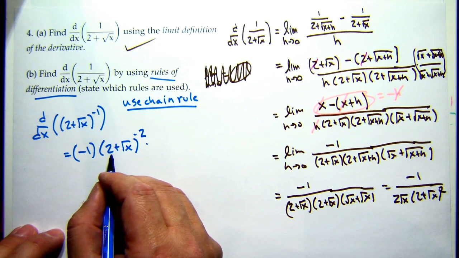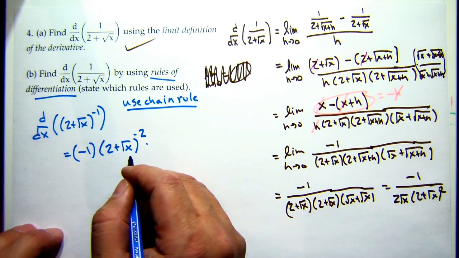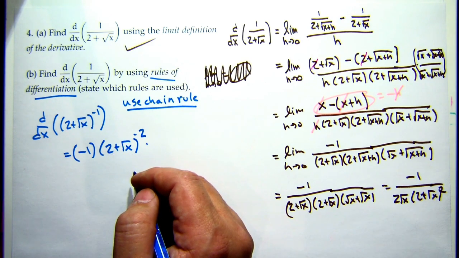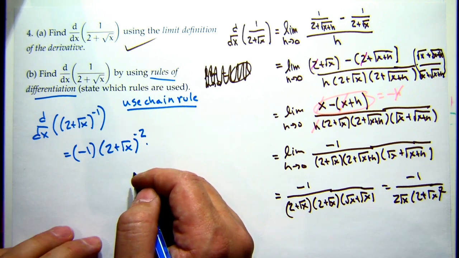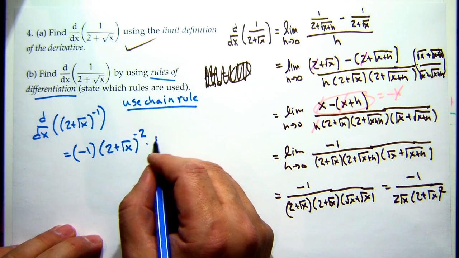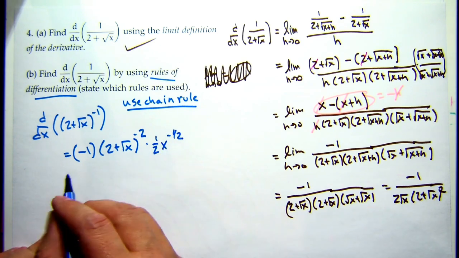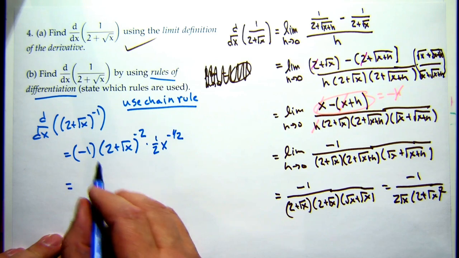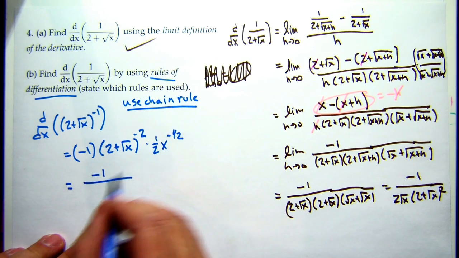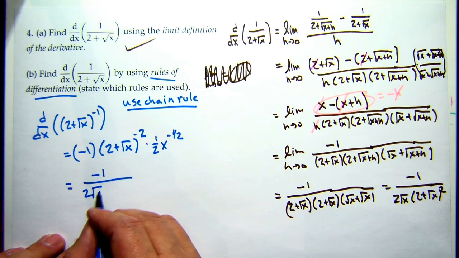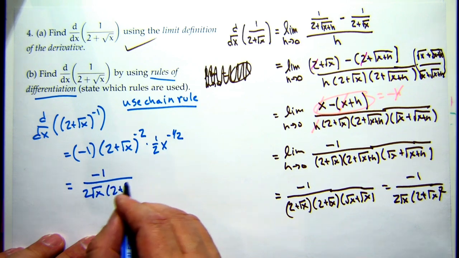Okay, derivative of 2? 0. Derivative of root x. Well, we don't think of root x as root x. We think of root x as x to the half. Derivative of x to 1/2 is half x to the negative 1/2. Okay, so if you clean this up, you're going to get negative on the top, 2 is downstairs, root x is downstairs, and 2 plus root x quantity squared.